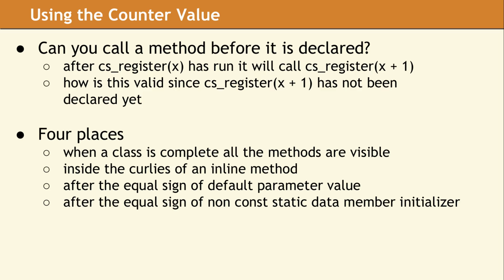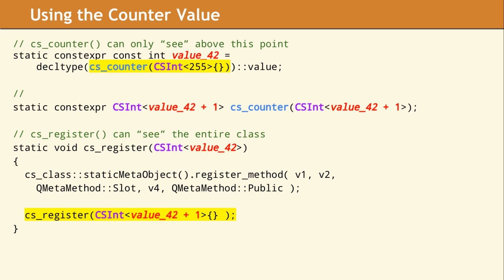One of the most obvious places of class completion is at the end of a class. But there are other places within the body of a class where the class is still considered complete and you can see things that were declared below the current location. One of them is inside the curly braces of a method definition. And so this second highlighted area, where we're calling the version of CS register that has not been declared yet, falls into this category and works perfectly.